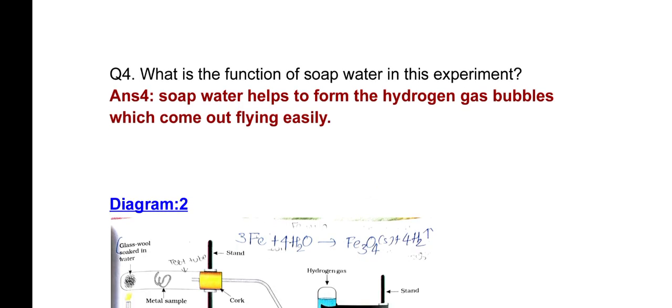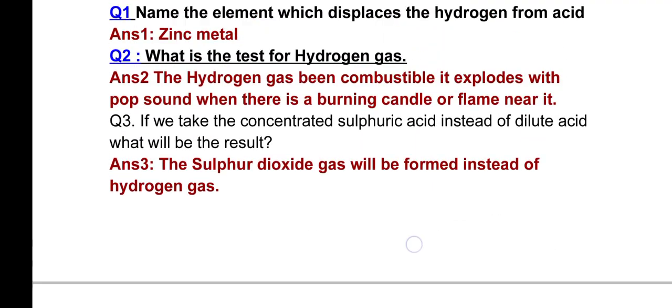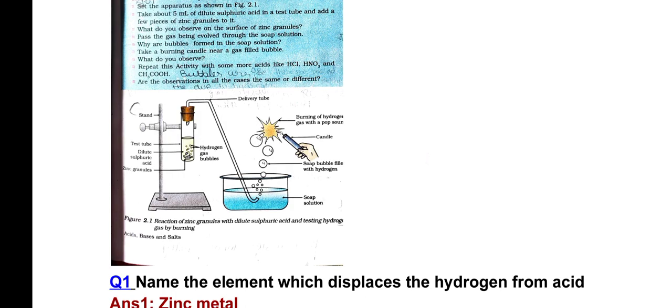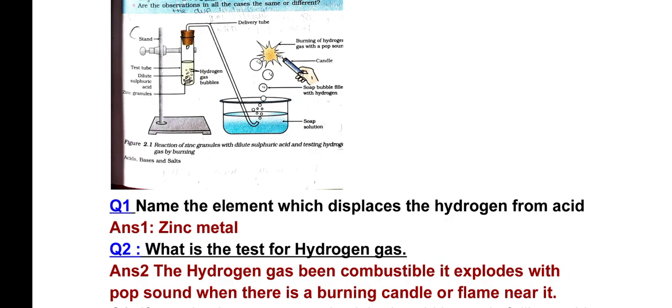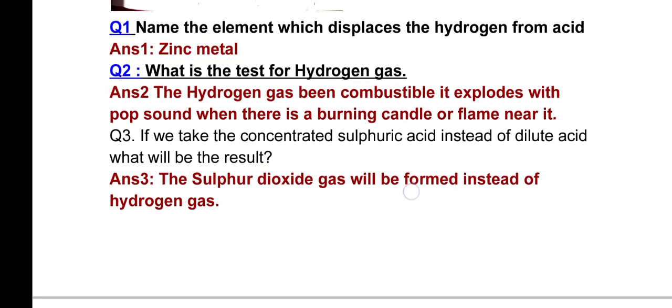Fourth question is like, what is the function of soap water in the experiment? The soap water helps to form the hydrogen gas bubbles which will come out flying easily. So that is the answer for the question. So this diagram is there for the exam to draw as well as to label, learn the labeling of the parts and also learn the parts and their functions related to it.